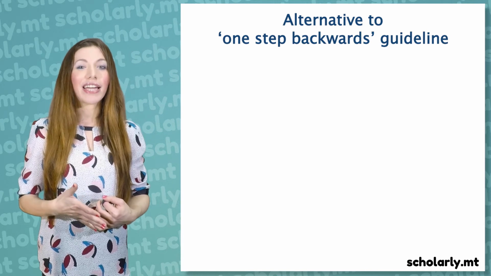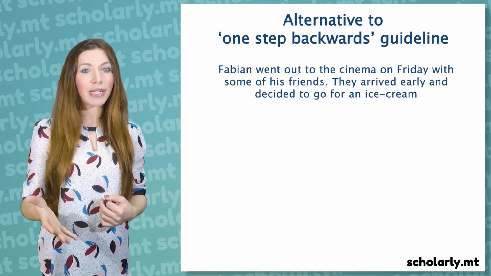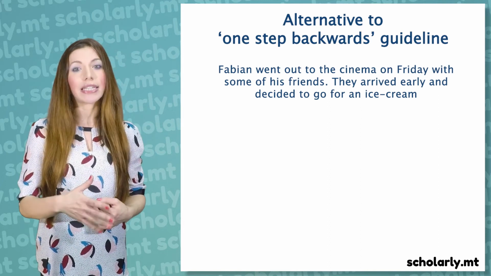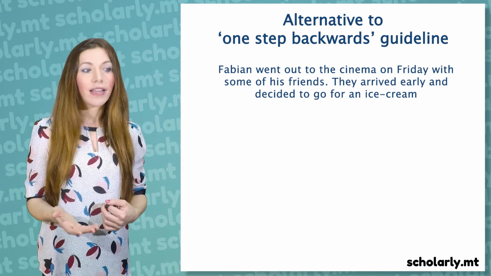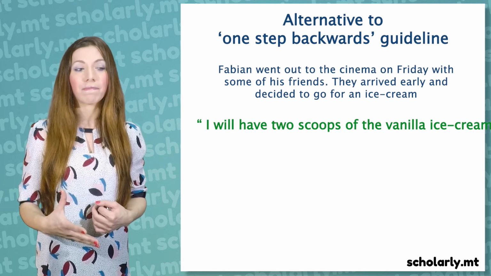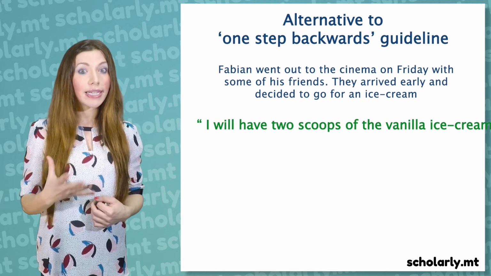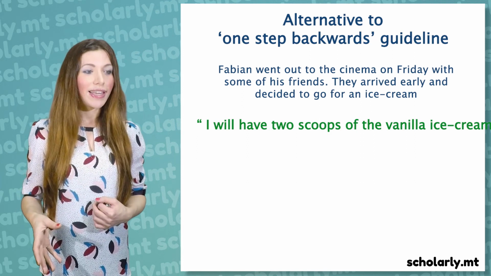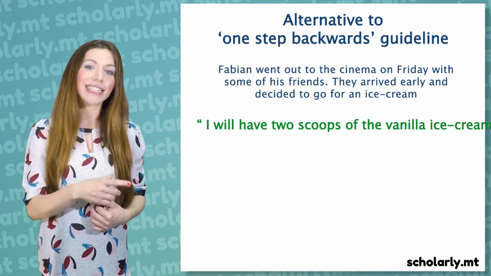So if the one step backwards guideline is a bit confusing to you, you can try to look at it in a different way. Maybe it helps you more. Let's imagine that Fabian went out to the cinema yesterday with some of his friends. They arrived early, and so they decided to go for an ice cream. And Fabian said, "I will have 2 scoops of the vanilla ice cream." This is what you need to think about. Yesterday was Friday. Today is Saturday. And I'm reporting what Fabian said yesterday.